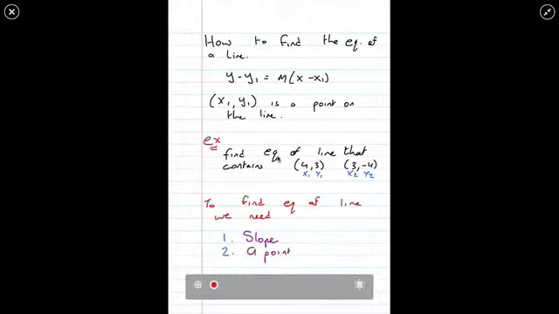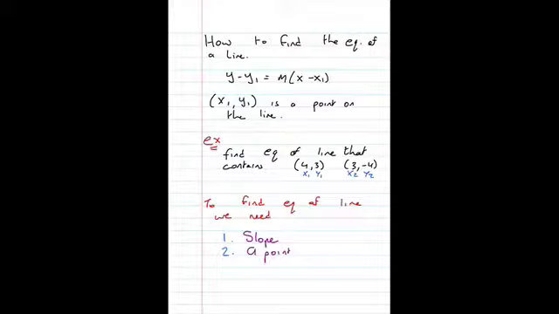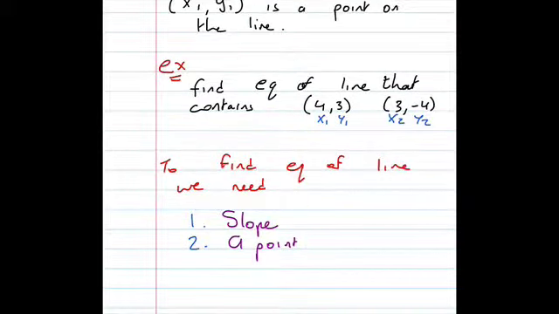Okay? So find the equation of the line that contains 4, 3 and 3, minus 4. This is just an example. What two things do I need for the equation of the line, Liam? Slope and point. Do I have a point? Yeah. Where is the point? 4, 3 and 3, minus 4. Yeah, I only need one of them, so we just pick one. So I do have one, yeah?